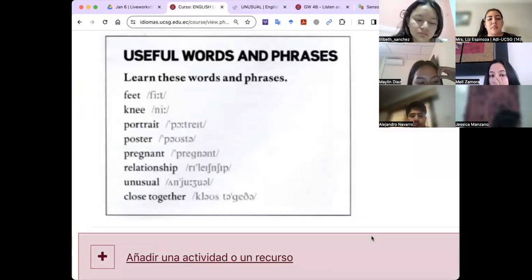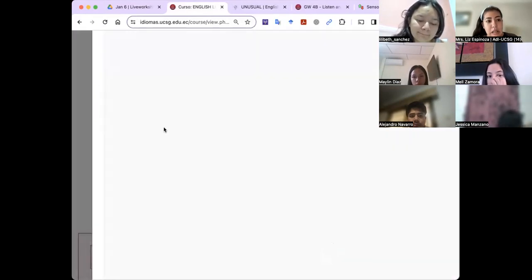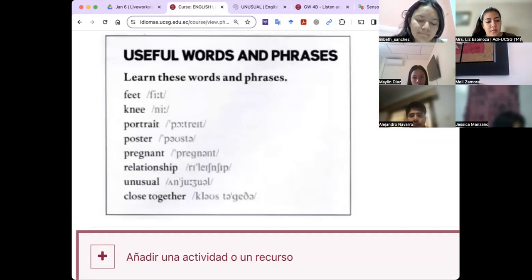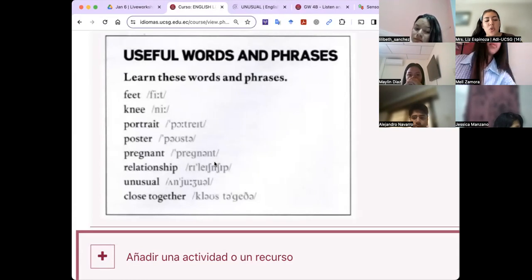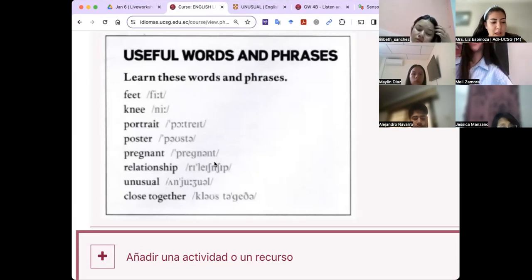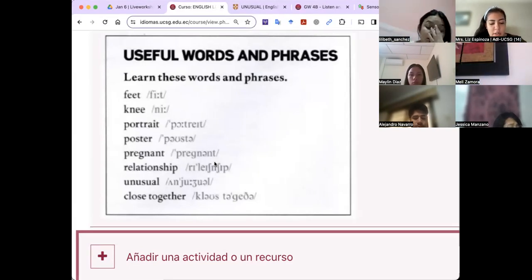Close together. Yes, close together. You see, in the first word, you don't have an emphasis because it's a very short word. And then it doesn't say 'together', right? So always when you have this type of emphasis, you know, because of the IPA, right? Where is the emphasis of the words or not?